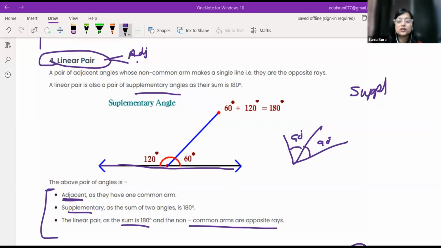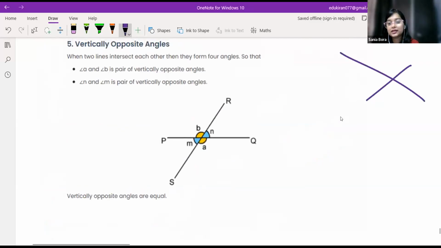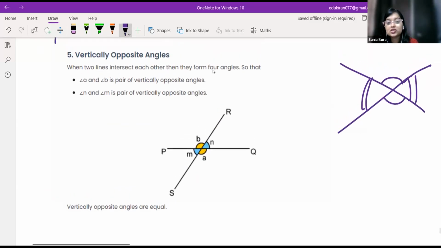Now, there is another angle called the vertically opposite angle. I hope it makes sense, right? It's like this. When two lines intersect, the opposite angle. This angle is opposite to this. This angle is opposite to this. So when two lines intersect each other, they form four angles. And B and A, they are vertically opposite angles. M and N, they are vertically opposite angles. Right? Clear?